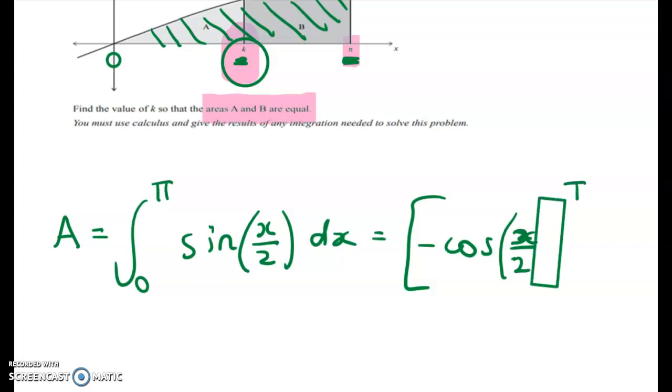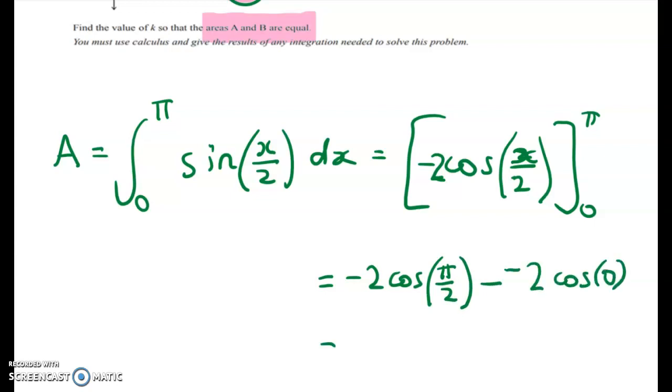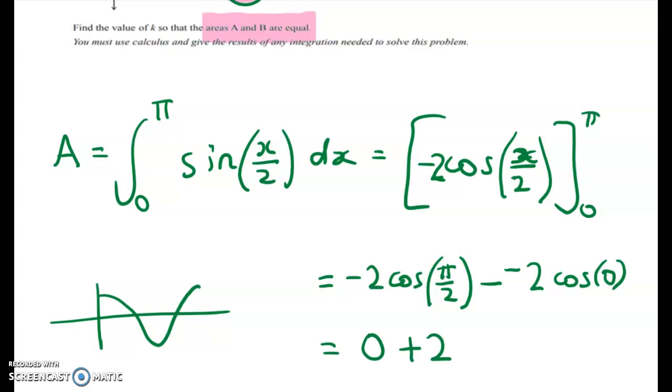Whoops. Let's get rid of that. Negative cos of x on 2, and I've got to fix up a coefficient in here, so we go back and do that. So it's from pi to 0. So I don't want to have 1/2, so I have the reciprocal of it. So it's negative 2 cos of x on 2 between pi and 0. So that's the whole thing. Substituting in the limits gives me -2 cosine of pi on 2 minus -2 cosine of 0, which equals, just quickly sketching my sine curve, 0 plus 2. So the area of the whole thing is 2.